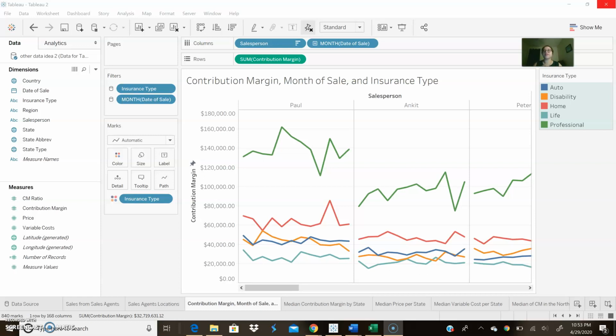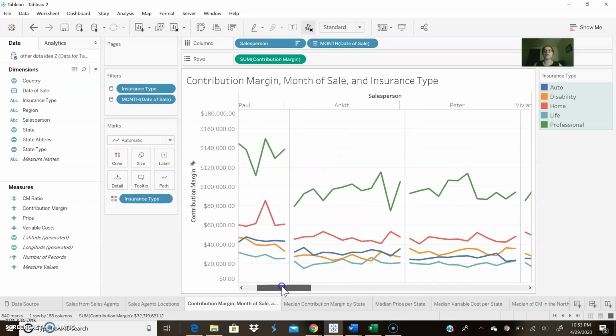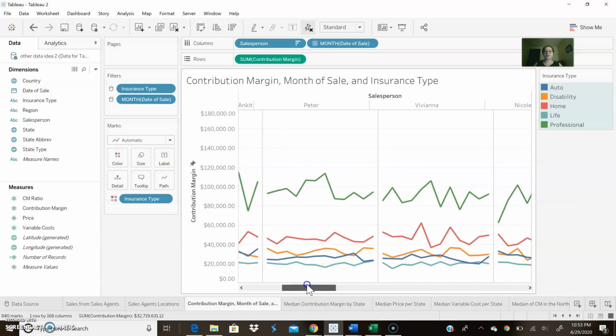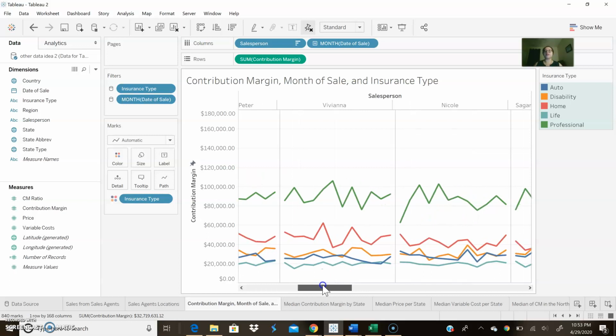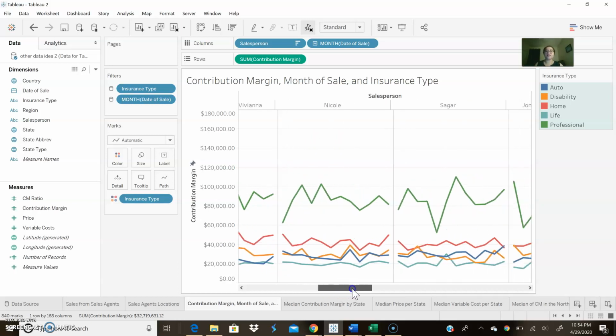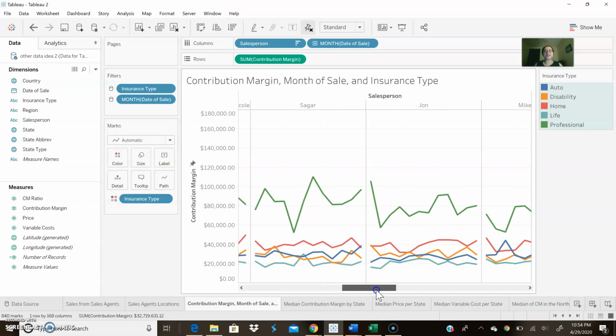In this next worksheet, I used the line graph to help me discover the trends throughout the months of 2019. Again, salespeople are at the top. I have my contribution margin on my left axis, and I have my months at the bottom. I also have a filter that helps me see the insurance types and view the trend of the profit of each insurance throughout the months. From the looks of it, each salesperson had a different peak. There was no one month or period where the profits overall were peaking, so the information is kind of scattered throughout the months.